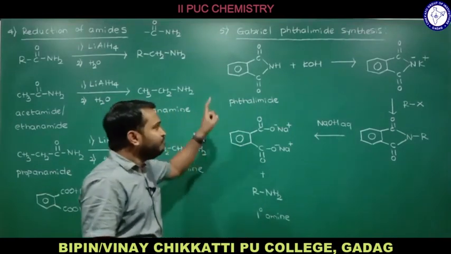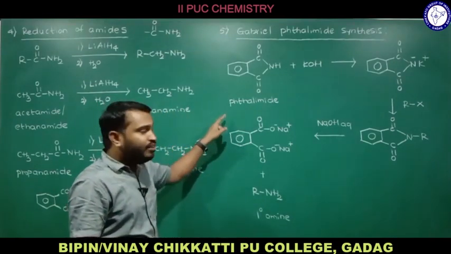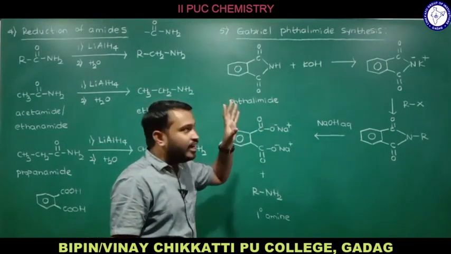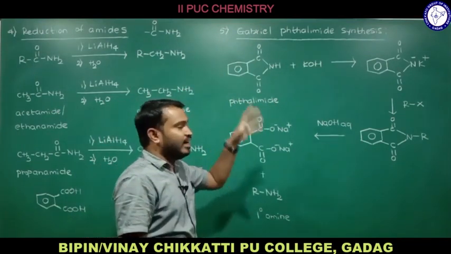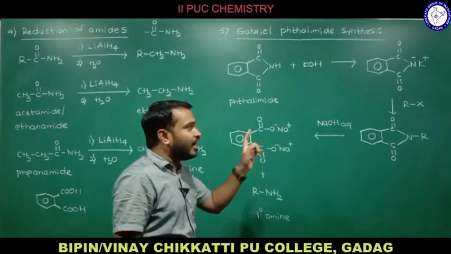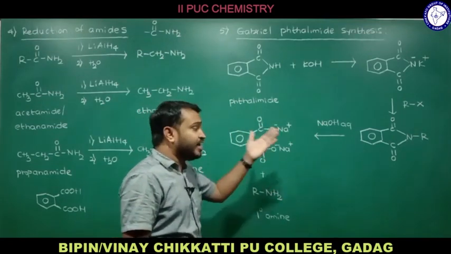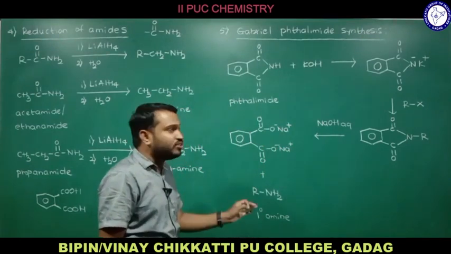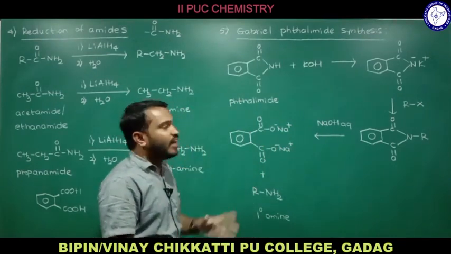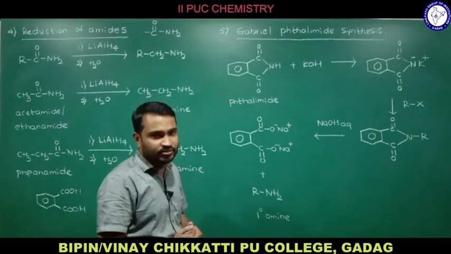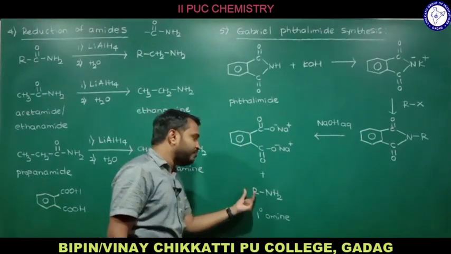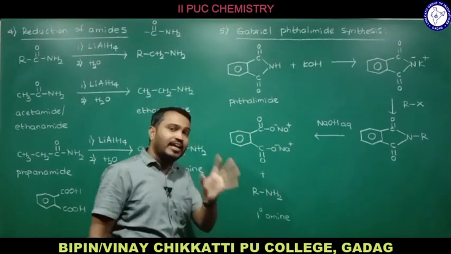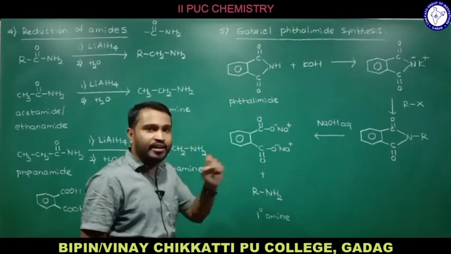Remember that we started with phthalimide and treated it with ethanolic potassium hydroxide to get the potassium salt of phthalimide, which was again treated with the alkyl halide followed by aqueous NaOH, and we get the primary amine. This process is termed Gabriel phthalimide synthesis. Try to know that one. Here we get RNH2, where R is an alkyl group, so we are considering an alkyl amine.